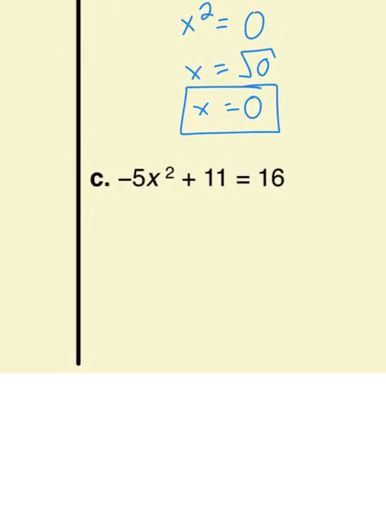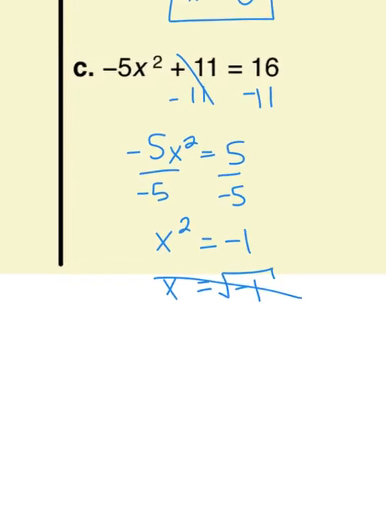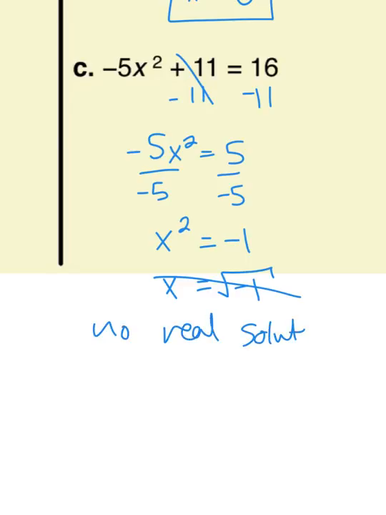And lastly, example C, to get x by itself, we're going to start by subtracting 11. So then these cancel out. We have negative 5x squared equals 16 minus 11 is 5. Then we need to divide by negative 5. So I have x squared equals 5 divided by negative 5 is negative 1. And it's at this point that we know that there's no real solutions, because we can't have the square root of negative 1. It's not a real number. So we say no real solutions. Square root of a negative is not real.